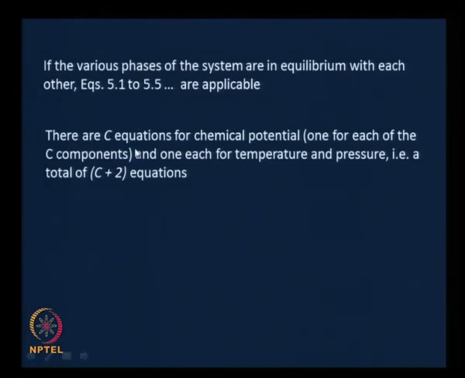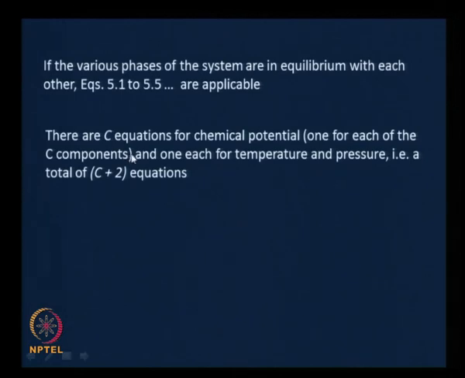There are C equations for chemical potential, one for each of the C components that are present, that we saw. We wrote mu1 alpha equals mu1 beta equals mu1 gamma, then mu2 alpha equals mu2 beta equals mu2 gamma and so on, mu3 alpha equals mu3 beta and so on. So, you have C such equations if you have C components.